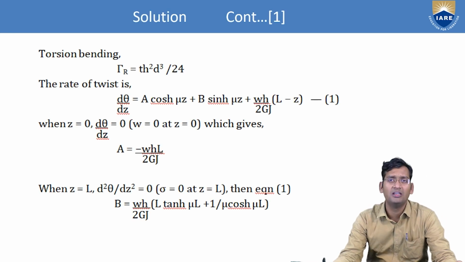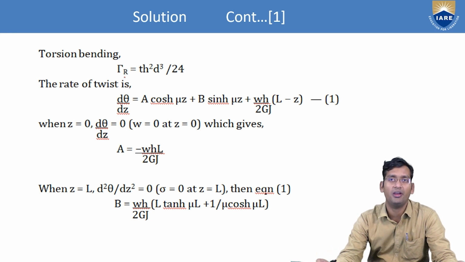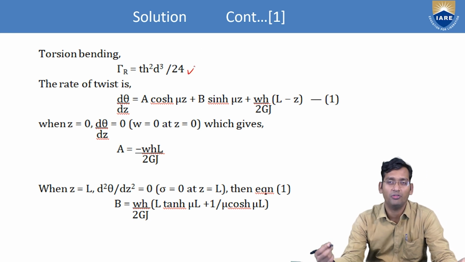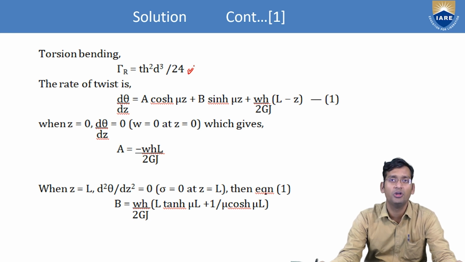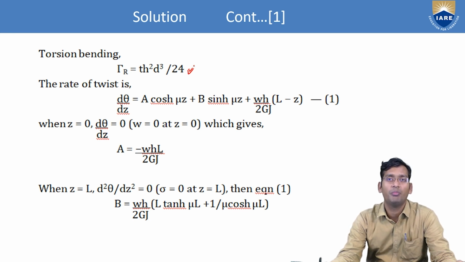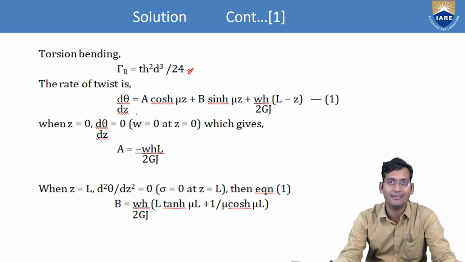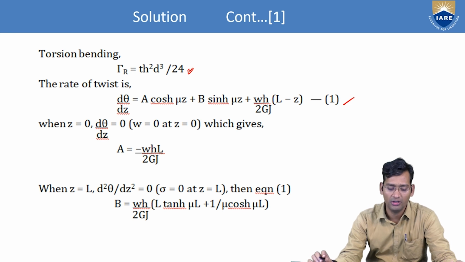Now, as we know, the torsion bending is T R equals T into H square into d q by 24. We directly use the formula here because we are in the numerical and cannot derive it again. And the rate of twist is d theta by dz equals A cos mu z plus B sin mu z plus WH by 2GJ into (L minus Z). So this is our rate of twist.